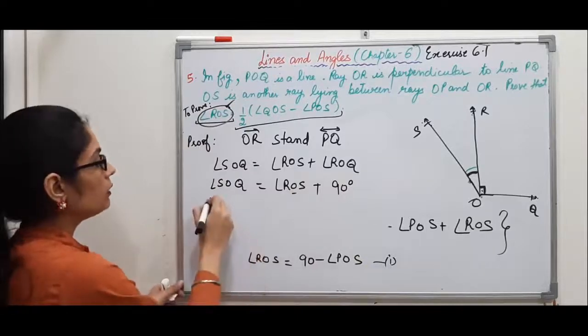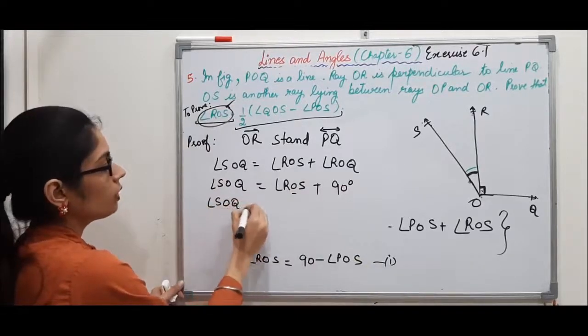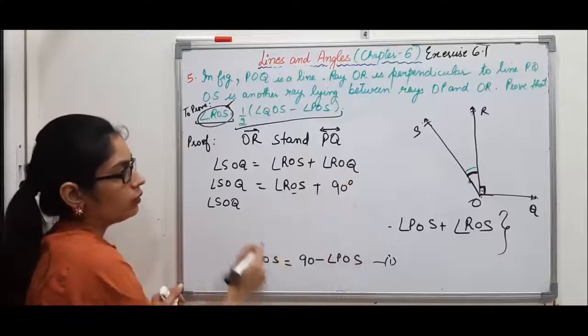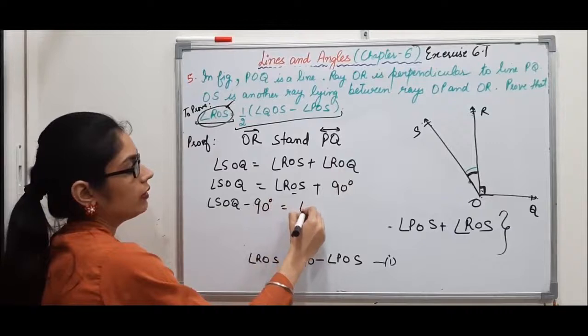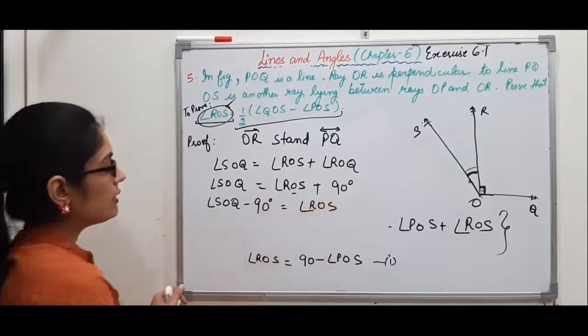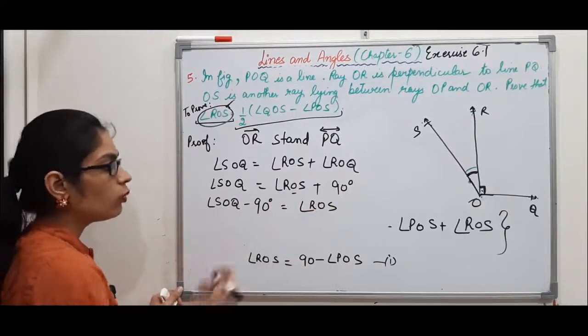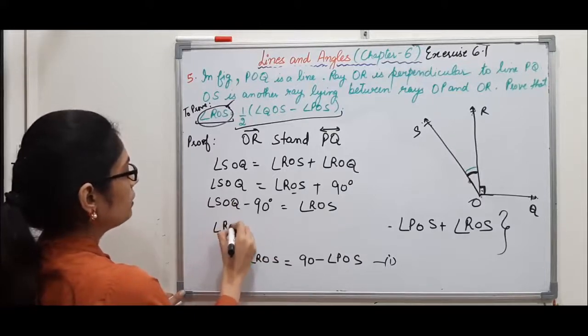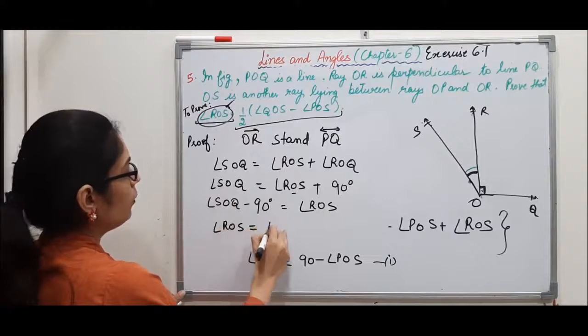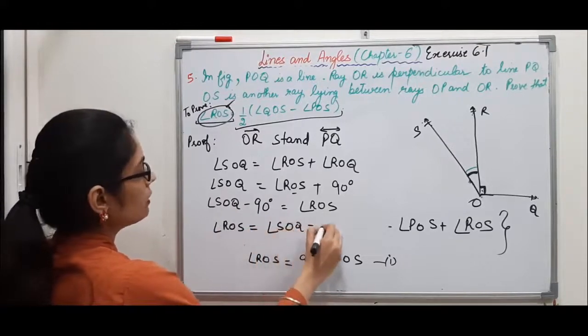So let's keep ROS on this side and 90 will shift to this side. So this is plus 90, on changing the side it will be changed to minus 90. So angle ROS is equal to angle SOQ minus 90 degree, or this way we will write angle ROS is equal to angle SOQ minus 90 degree.